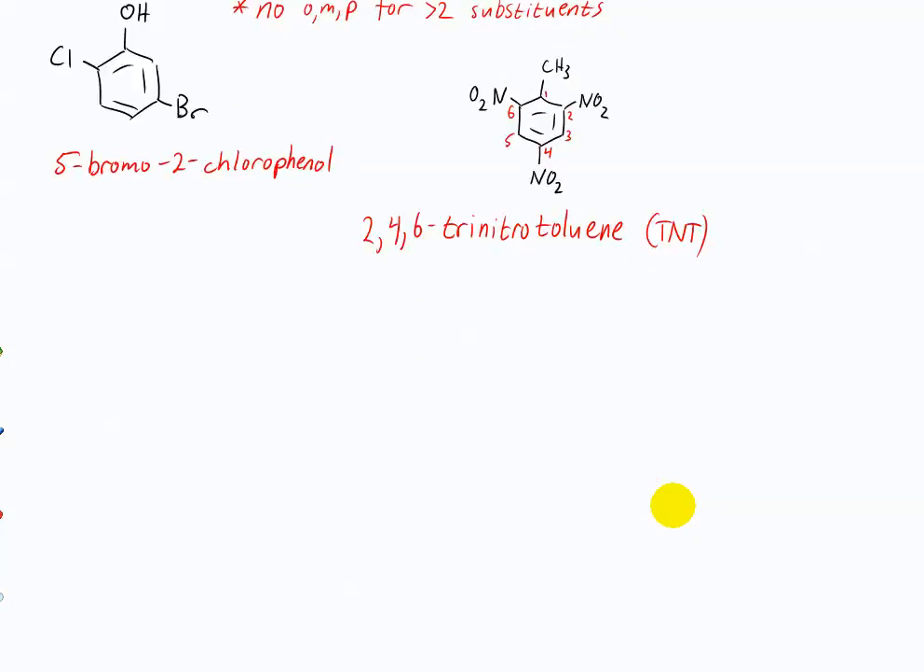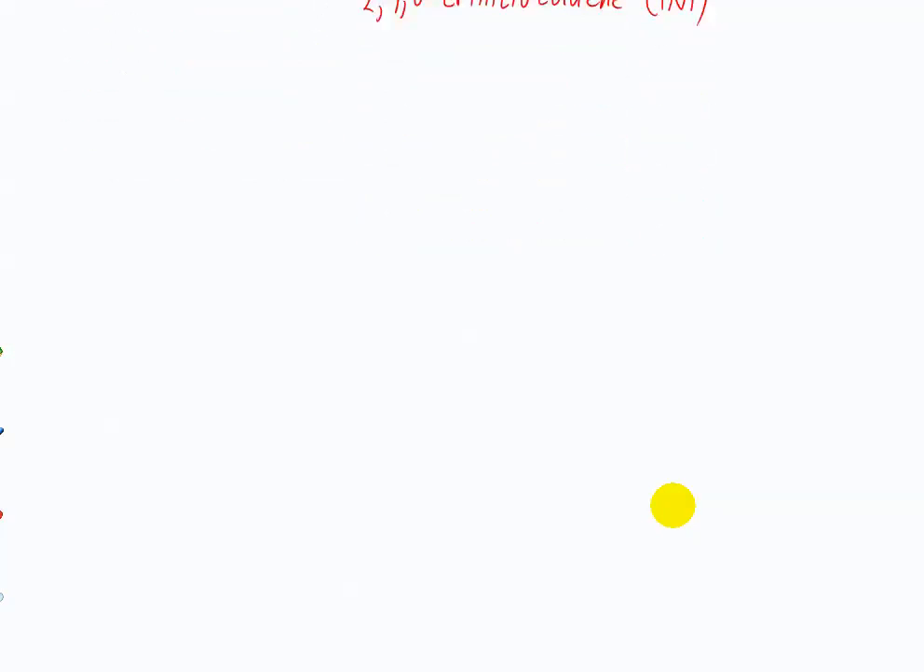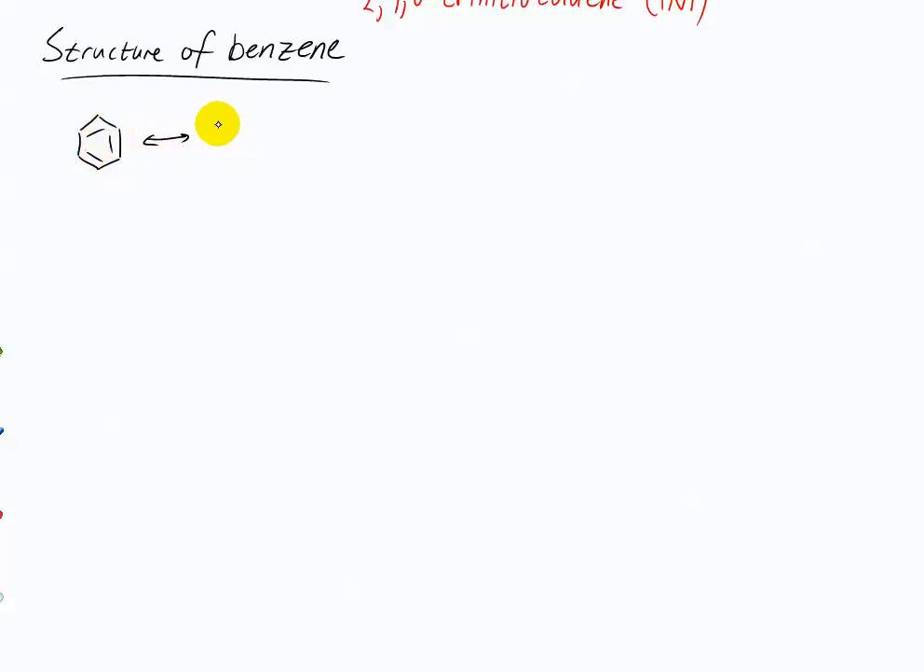Now let's talk about the structure and the special stability of benzene. As you may have noticed, we've sort of been indiscriminately writing benzene in one of two ways as part of two resonance structures. Right, we draw it like this. And we draw it like this.